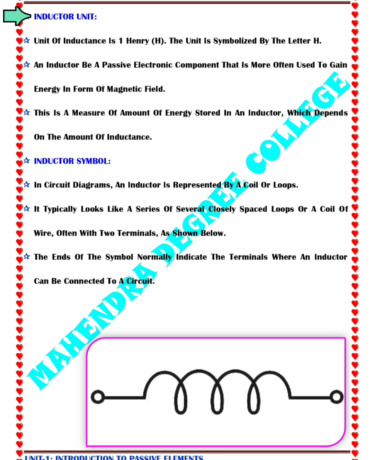Next, let us discuss the inductor unit. Unit of inductance is 1 Henry. The unit is symbolized by the letter H. It means unit of inductance is 1 Henry. Inductance is the property of an inductor that tells us how much it resists changes in current by storing energy in a magnetic field.